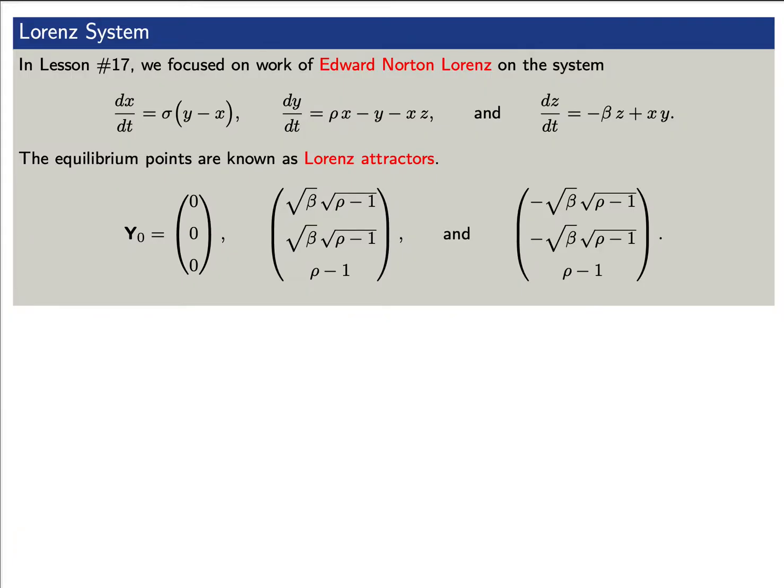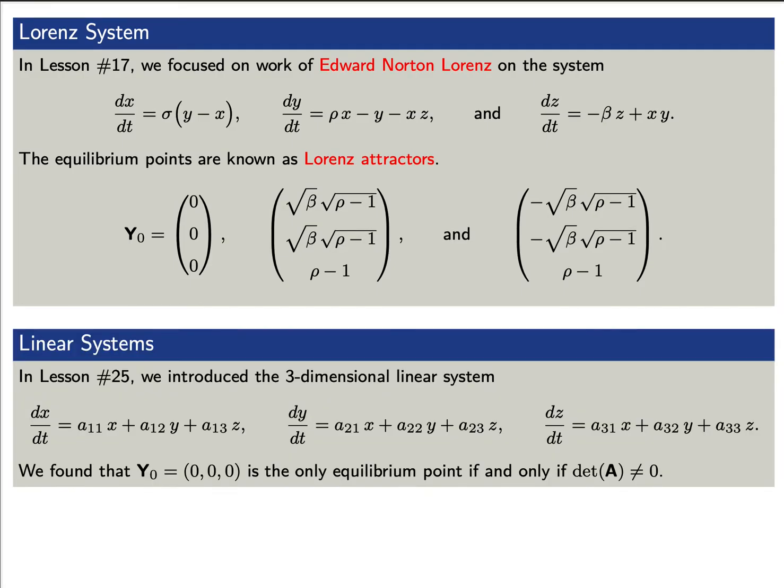In the next lesson, lesson 17, we focused on the work of Edward Lorenz to take a look at the following three-dimensional system. dx/dt equals sigma times (y minus x), dy/dt equals rho times x minus y minus x times z, and dz/dt equals negative beta times z plus x times y. In this case, this system has exactly three equilibrium points, and we call these Lorenz attractors.